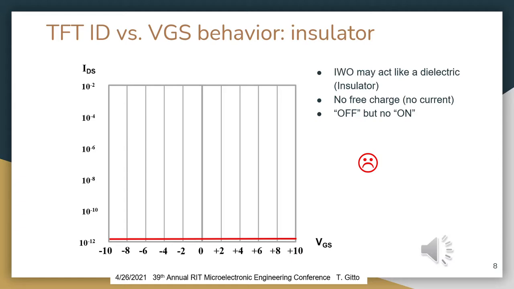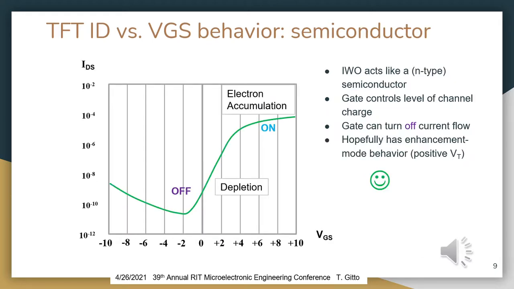So moving on to the next slide, we can see that this is exactly what we want. We want something that has a depletion mode and something that has electron accumulation. This shows that there is modulation and that there's a gate where it can turn off and turn on and give proper transistor behavior.